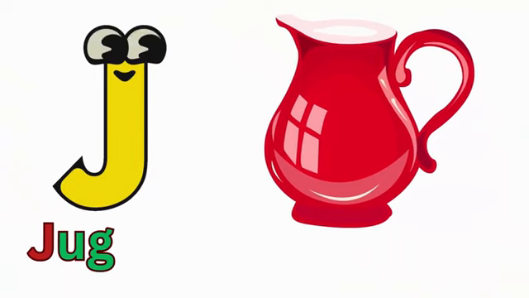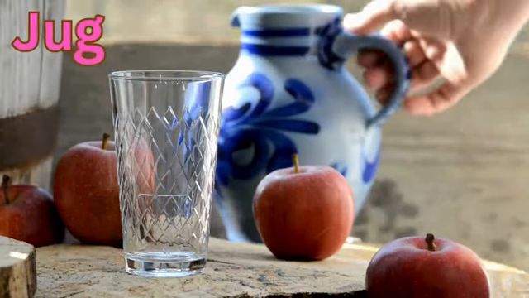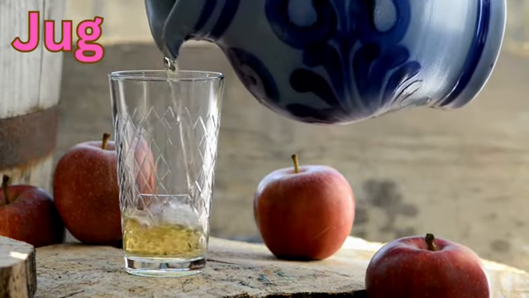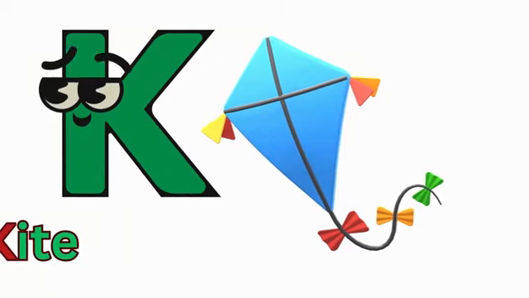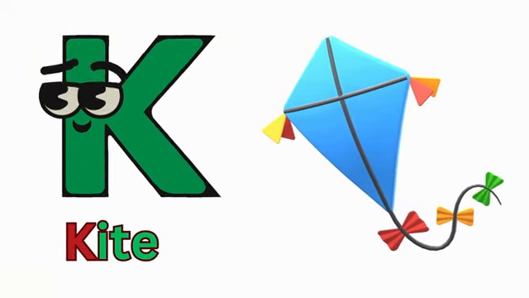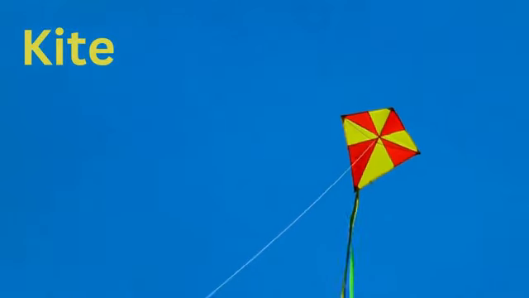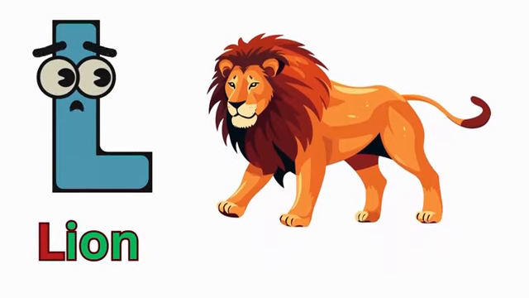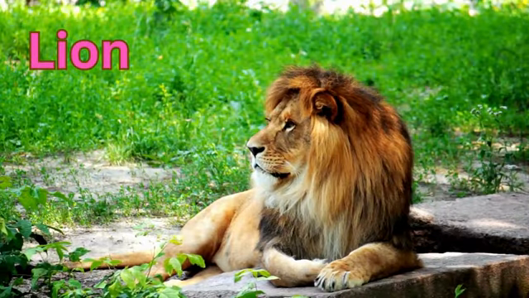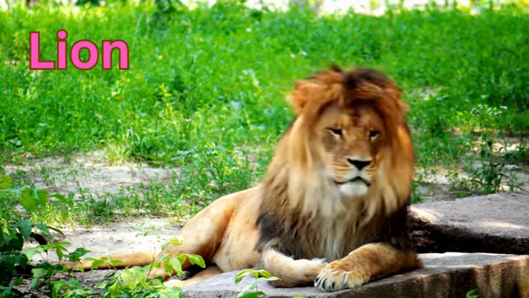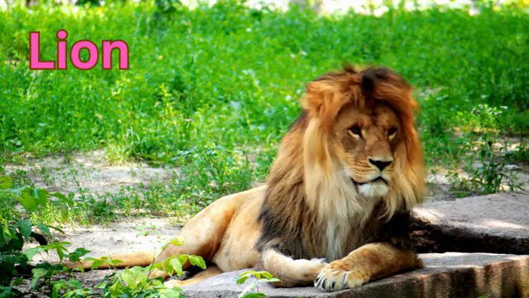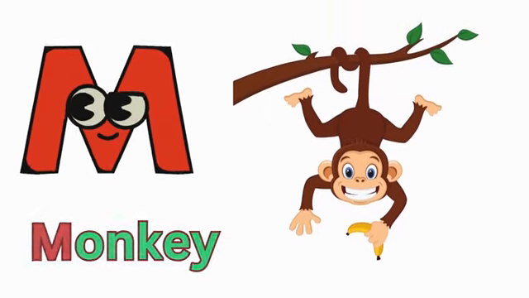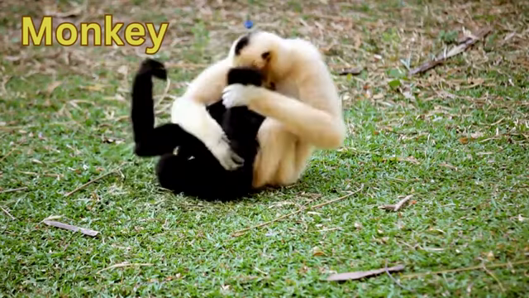J. J for jug. Jug. K. K for kite. Kite. L. L for lion. Lion. M. M for monkey. Monkey.